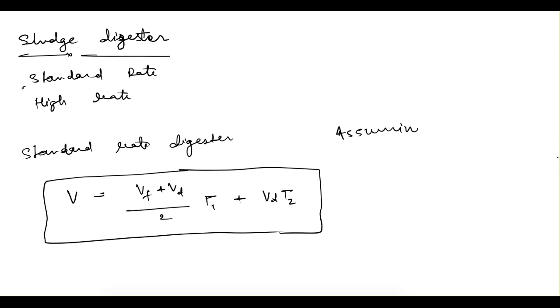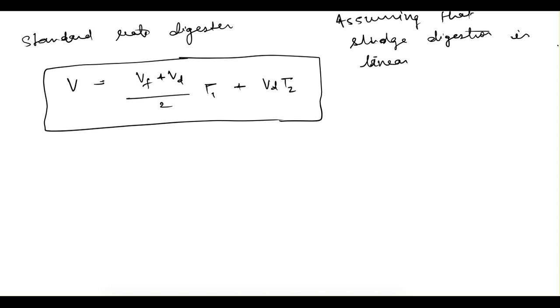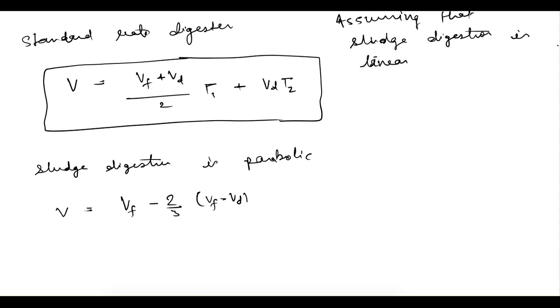This formula is applied assuming that sludge digestion is linear. Another formula is there where it is assumed that the progress of sludge digestion is parabolic. In that case, the volume of digester is given as V = [Vf − 2/3 (Vf − Vd)] × T1 + Vd × T2.